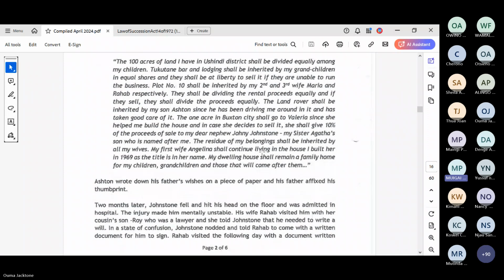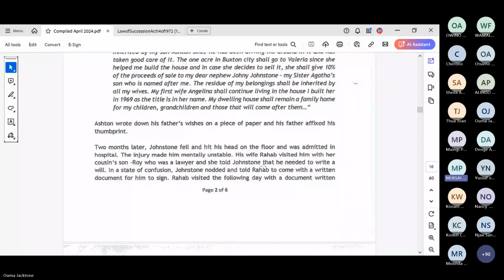Two months later, Johnston fell and hit his head on the floor and was admitted in hospital. The injury made him mentally unstable. His wife Rahab visited him with her cousin's son Roy, who was a lawyer, and she told Johnston that he needed to write a will. In a state of confusion, Johnston nodded and told Rahab to come with a written document for him to sign. Rahab visited the following day with a document written.